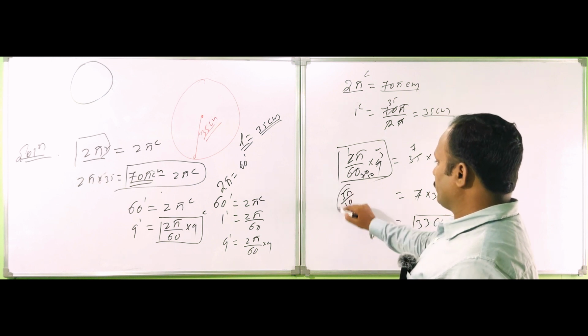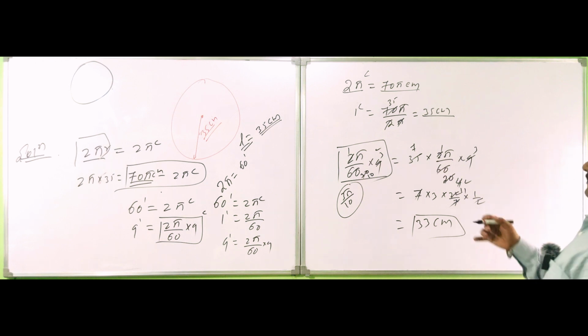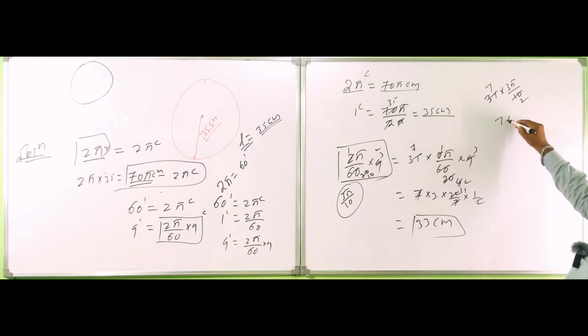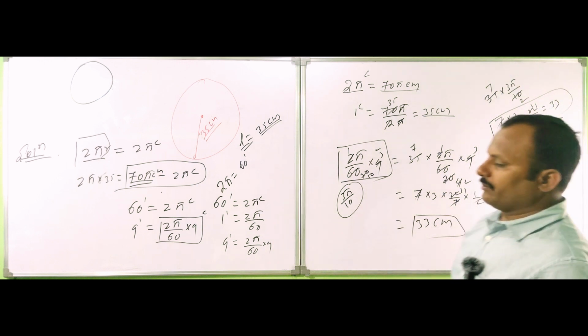So for 3 pi by 10 radians, the distance it covers: multiply 35 into 3 pi by 10. Here 5 twos are 10, 7 fives are 35, and with 22 by 7, the 7s get cancelled. 2 elevens are 22, so the answer is 33. Yes, the steps are very important.